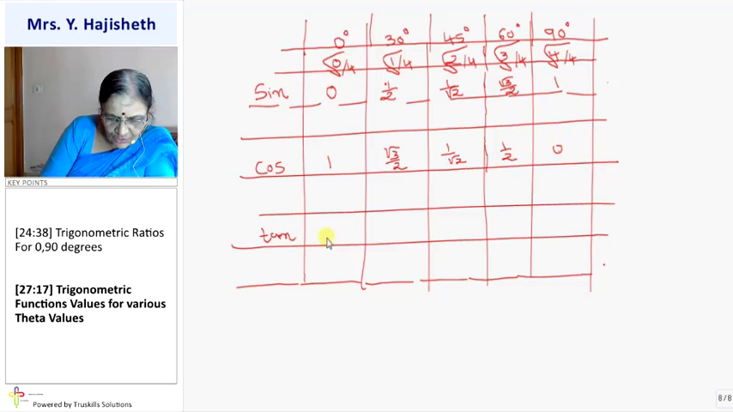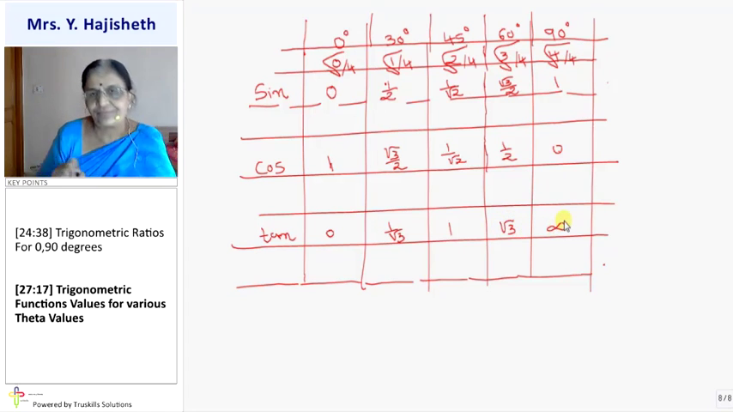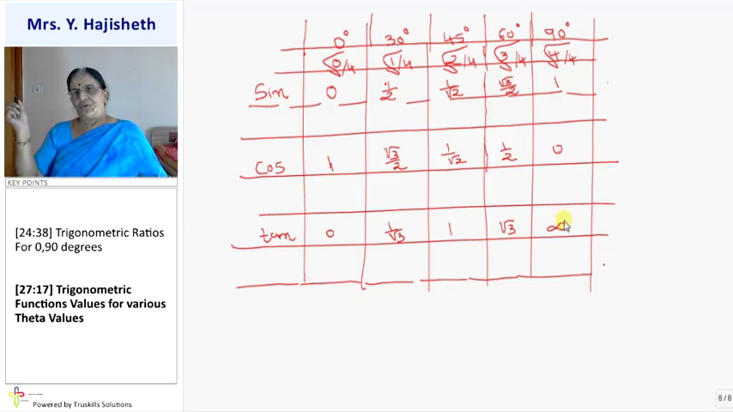Now tan is the ratio of sine and cos. So tan 0 is 0 upon 1, so 0. 1 by 2 upon root 3 by 2, so 1 by root 3. 1 by root 2 upon 1 by root 2, 1. Root 3 by 2 upon 1 by 2, root 3. And 1 upon 0 not defined. So 5 values and 3 functions, 15 values are in your hand.